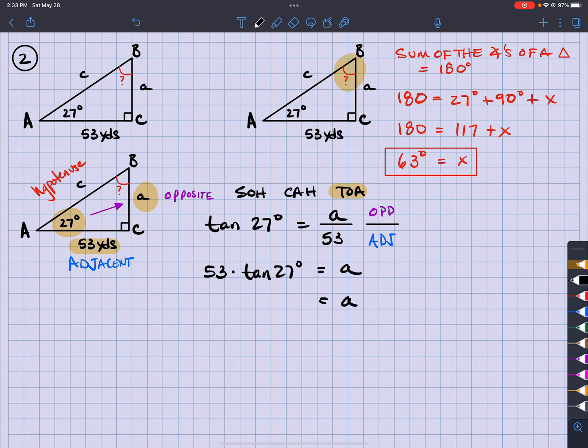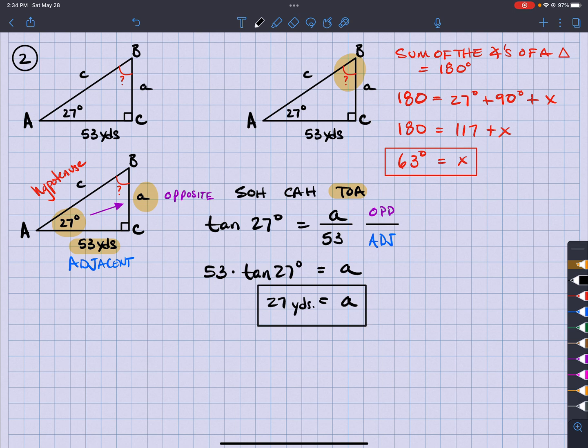So what's A equal to? Let's see. Based on my Desmos test mode, I got 53 times the tangent of 27 degrees, and I'm going to get approximately 27 yards. All right, there's my other side. All right, so I got that.